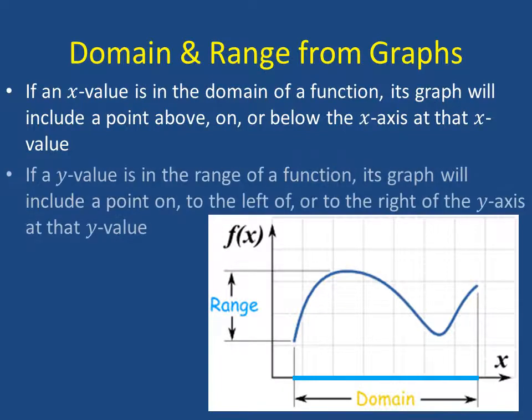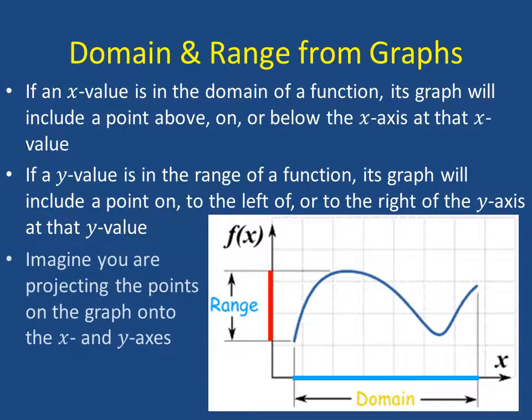In the same way, if a y value is in the range of a function, then it's going to have a point somewhere in that range of values for y. So if you look at the graph below, the red area shows where all those points exist between those two horizontal lines where it says range. You can imagine that we're projecting the points from the graph onto the x-axis and the y-axis, or even squishing the graph left and right, or up and down to get those two.